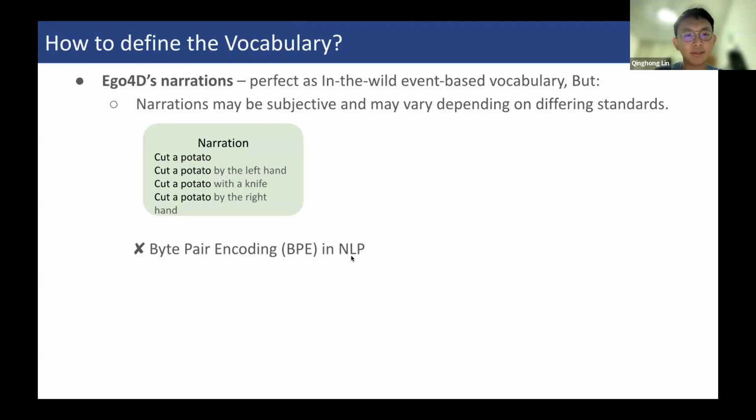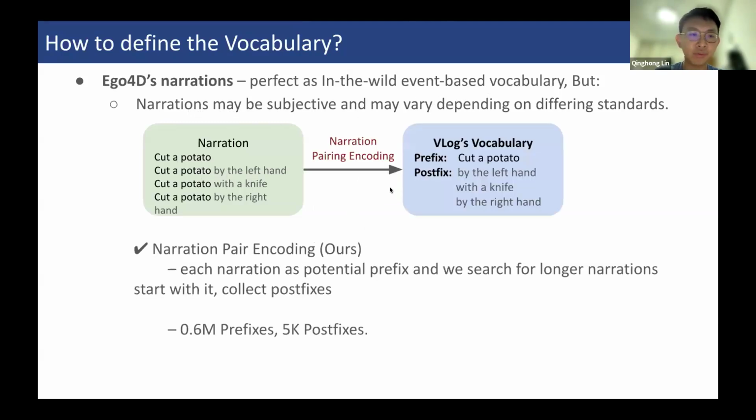In NLP, people use byte pair encoding to define a new vocabulary, but it cannot be directly applied in our scenario since we want a narration-level vocabulary. So we propose a new solution, namely narration pair encoding. Its key idea is that we treat each narration as a potential prefix, and then we search for longer narrations that start with it. Those longer strings are treated as the postfix. Based on this transformation, we have the prefix set and the postfix set. Based on Ego4D, we create a 0.6 million prefix set and a 5K postfix set.